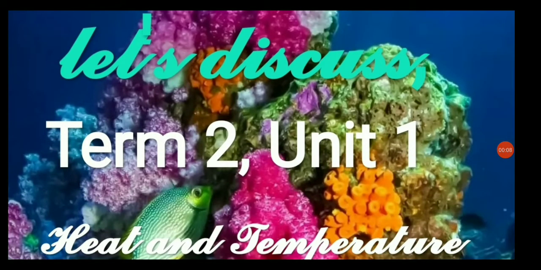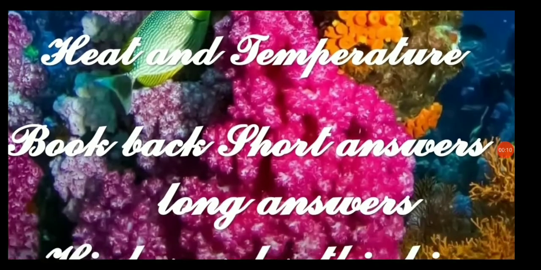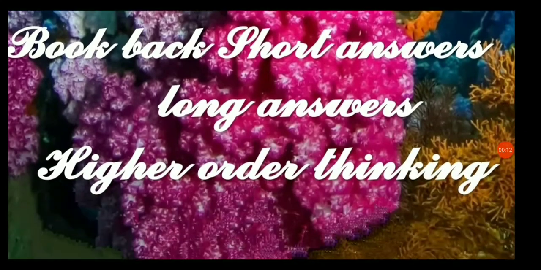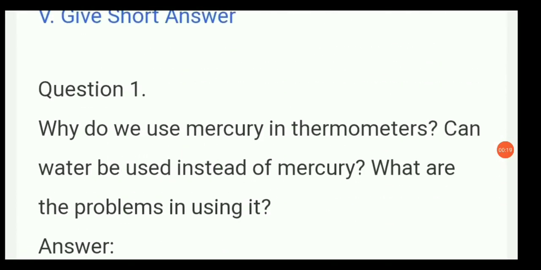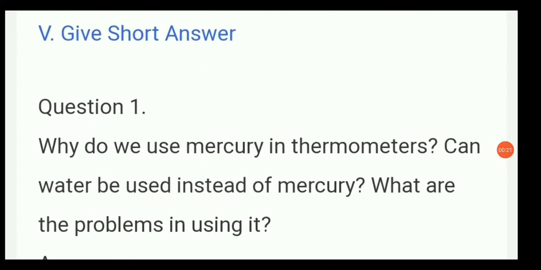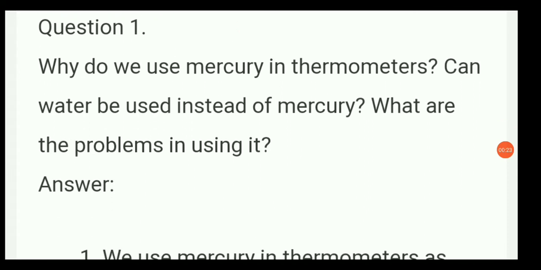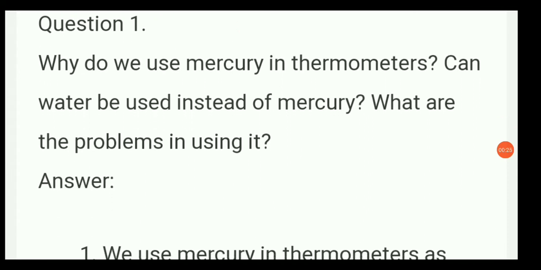Today in physics, let's discuss term 2, unit 1, heat and temperature: book back short answers, long answer and higher order thinking. In the fifth topic from your book back, give short answers. First question, why do we use mercury in thermometers? Can water be used instead of mercury? What are the problems in using it?